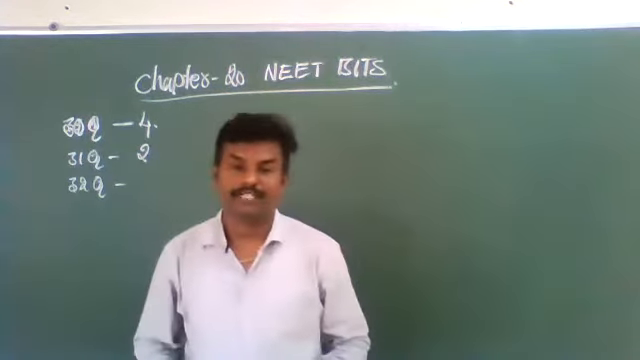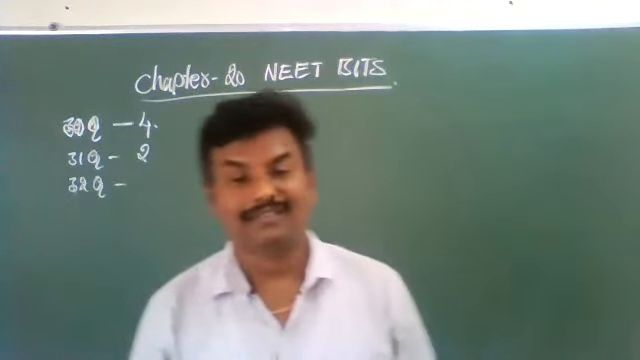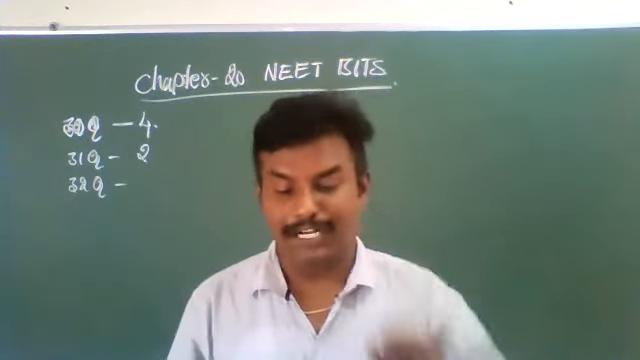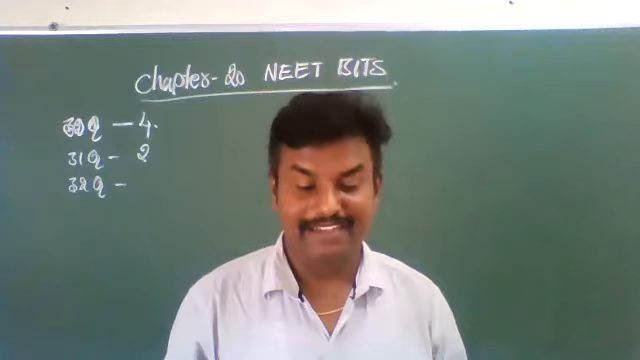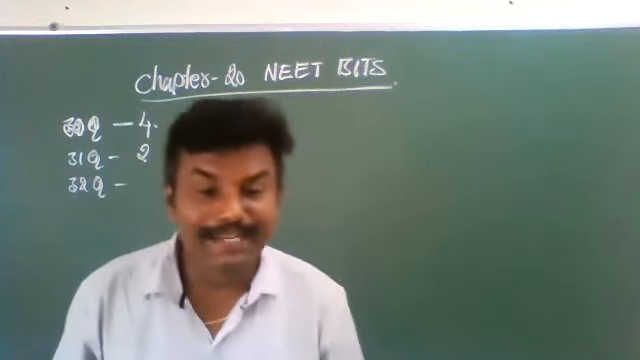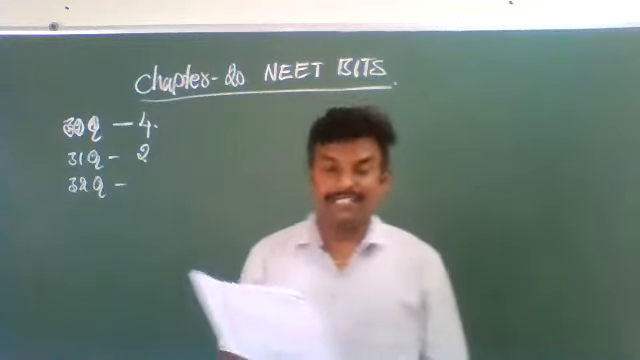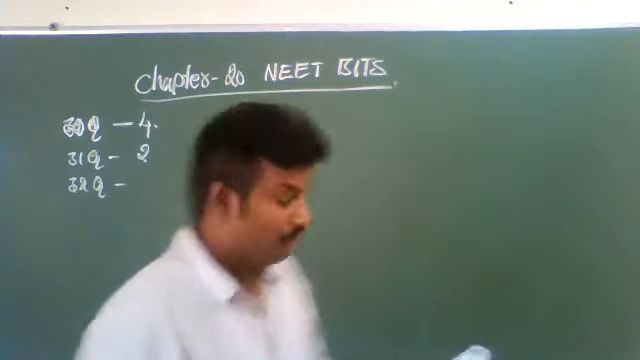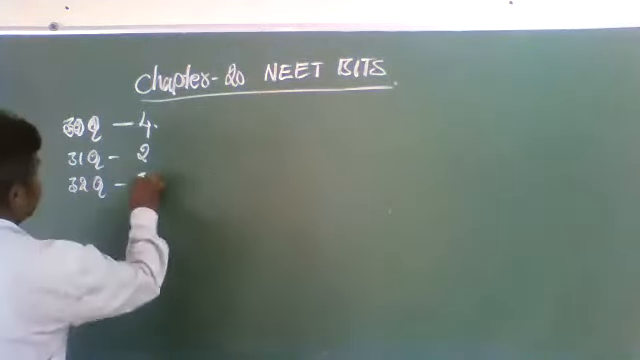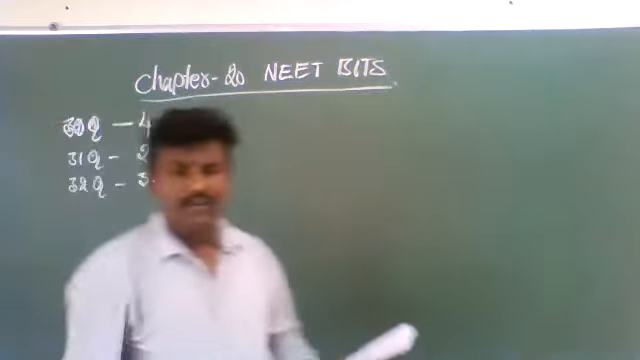Tarsals, metatarsals. See, tarsals are also short bones. Femur, the thigh bone, it is the longest bone. Metatarsals are also short. Okay, the correct option is the 3rd only.